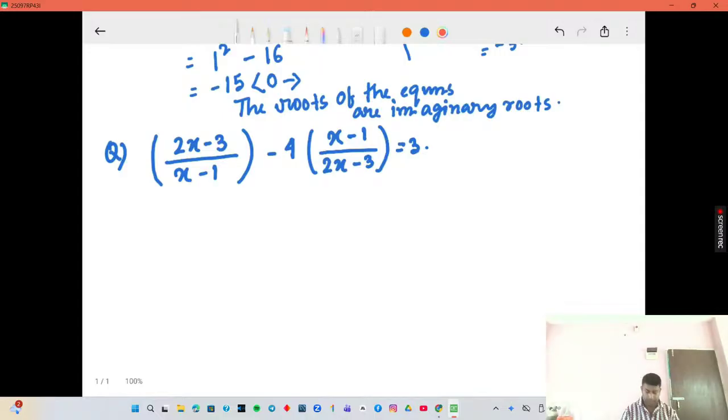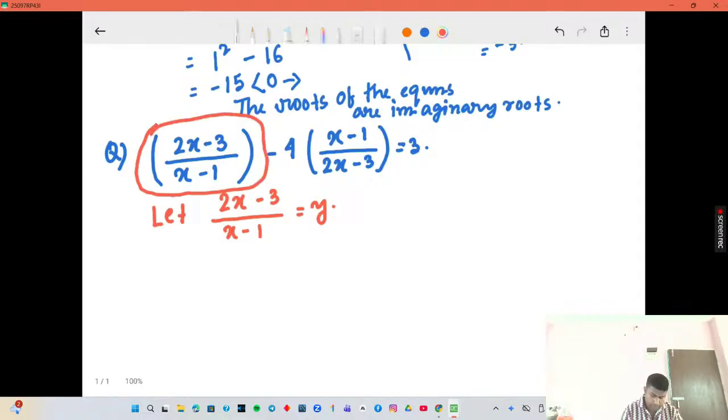Now, how to solve this question? So, we will take let (2x minus 3) by (x minus 1) is equal to y. Okay, we will take this factor as y. As you can see, I have taken the value of this as y. So I will now put the value of this one as y. Have you understood what I have told? Or you can ask me in the chat box. I will definitely answer you. See, these are very easy questions.